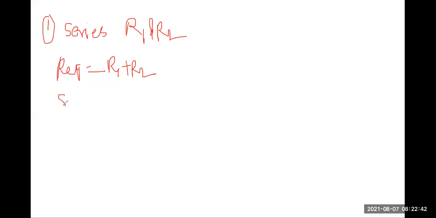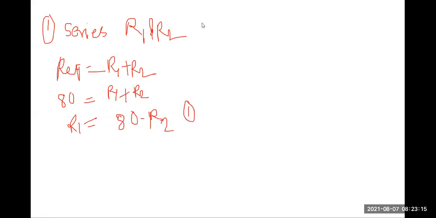So what will we get here? 80 is equal to R1 plus R2. Got it? First this, then we can rearrange this. So R1 is equal to 80 minus R2, because we don't know the values of R1 and R2, so we are just rearranging it. That is, R1 is equal to 80 minus R2. This is equation number 1.